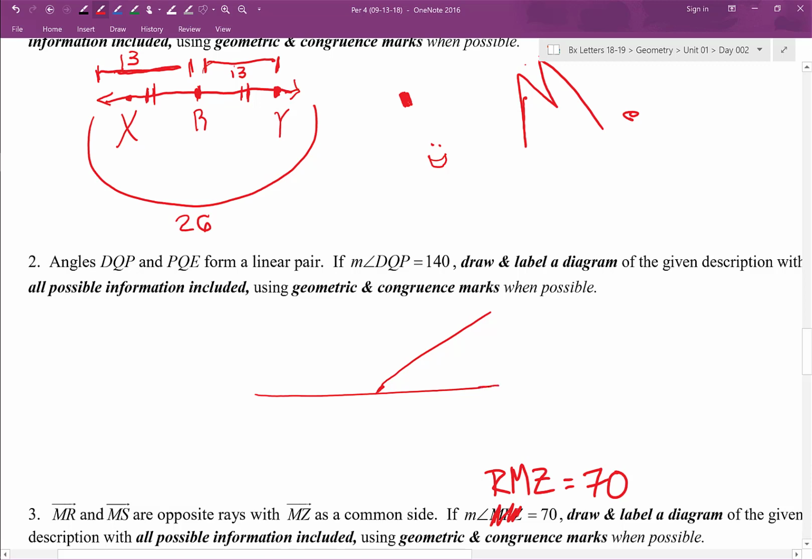Do you have to draw the little angle thing? Mm-hmm. I'm gonna remember this. Linear pair. Draw.